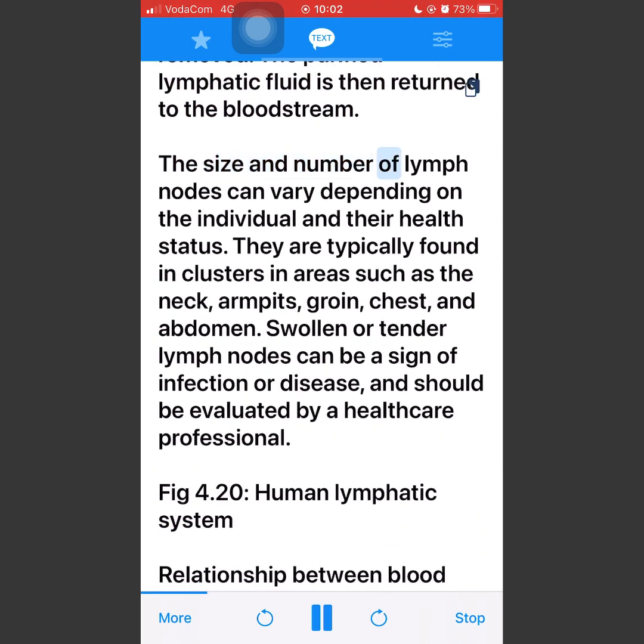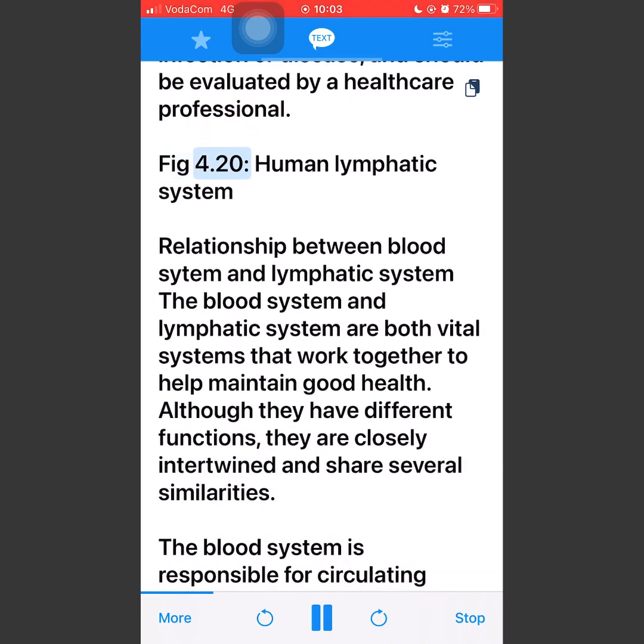The size and number of lymph nodes can vary depending on the individual and their health status. They are typically found in clusters in areas such as the neck, armpits, groin, chest, and abdomen. Swollen or tender lymph nodes can be a sign of infection or disease, and should be evaluated by a healthcare professional. Figure 4.20. Human lymphatic system.